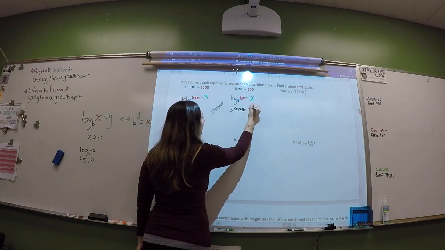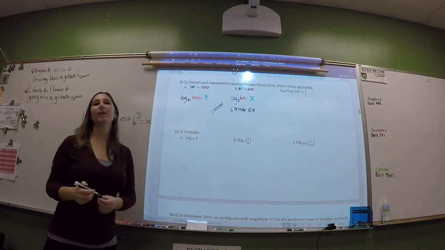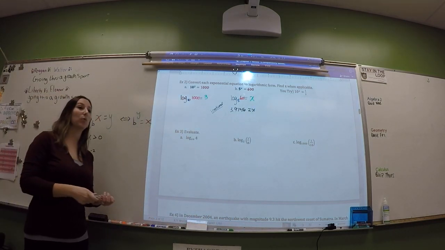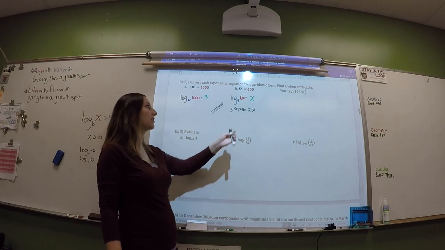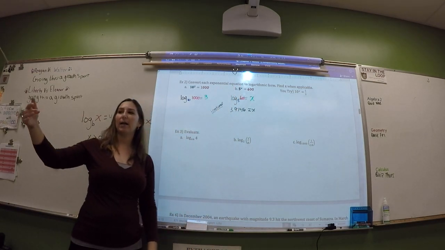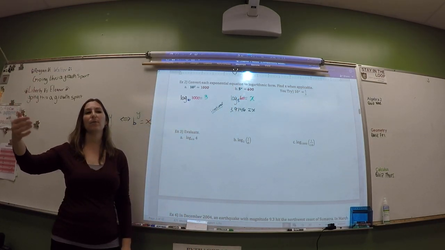Okay. So this is an approximation to the exponent that you would need if you wanted to know 5 to what power. That's the power that you raise 5 to in order to get 600.